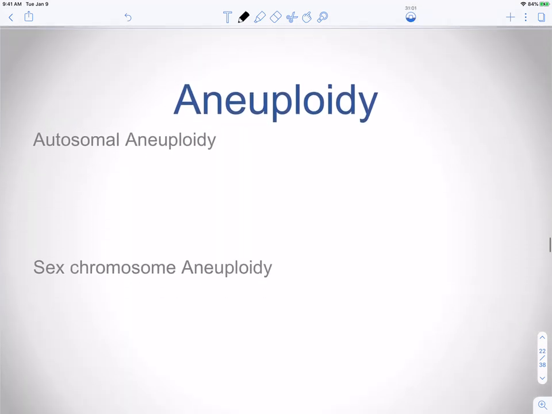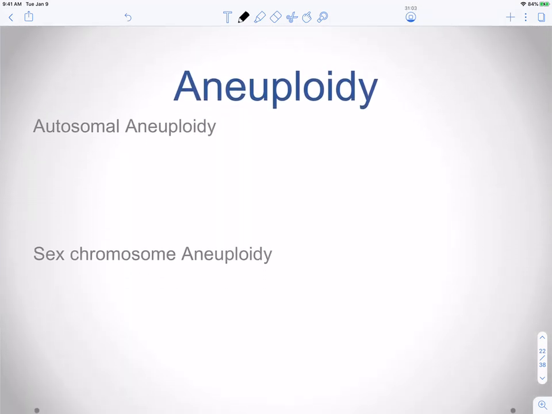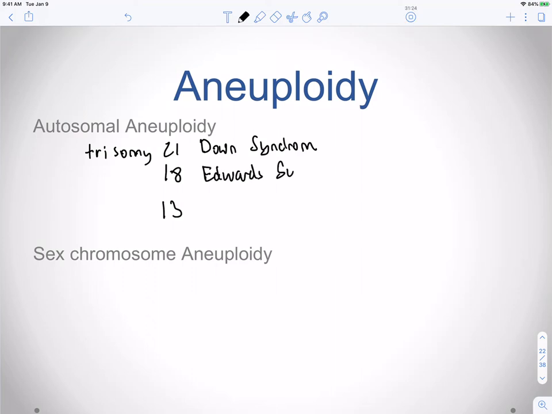Okay, so autosomal aneuploidy, we have our trisomies 21, 18, and 13. And 21 is going to be Down syndrome. And 18 is Edwards syndrome. And then 13 is Patau syndrome.